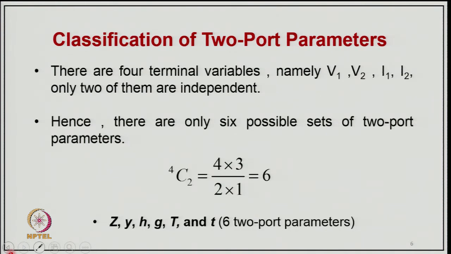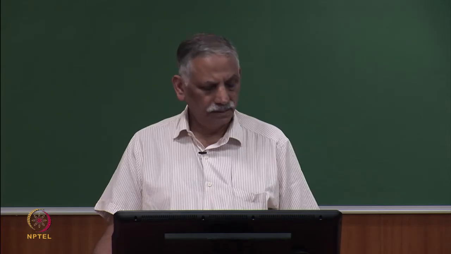And there are 4 terminal variables, namely V 1, V 2 and I 1, I 2, and only 2 of them are independent, the other 2 are dependent on them, and hence there are only 6 possible sets of two port parameters corresponding to these variables. That comes as 4 C 2, considering that there are 4 variables and 2 are independent. So, that becomes 4 into 3 by 2 into 1, that is 6. So, there can be 6 sets of parameters by which the variables can be correlated and solved.